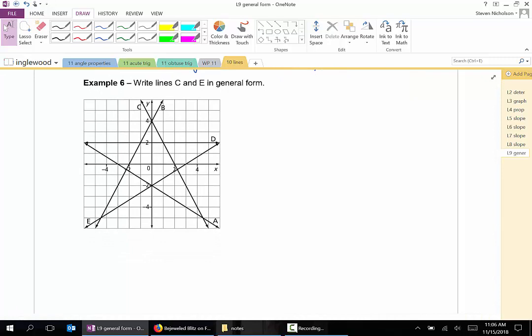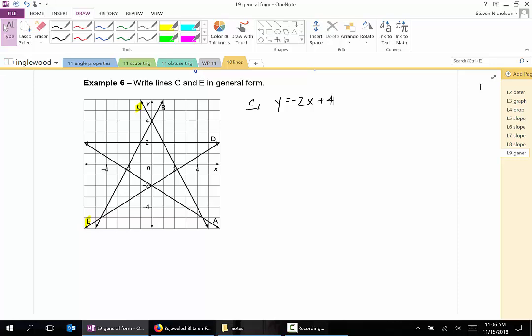I want to write the equations of line C and line E, and I want to write them in general form. So with line C, we see that it has a y-intercept of 4 and a slope of negative 2. I'll leave that for you to make sure you see that. But there's our y-intercept of 4, and there's our slope of negative 2. So in this example right here, there is no fraction, so we don't have to worry about part number 1. So in this one right here, we just have to put everything on one side.